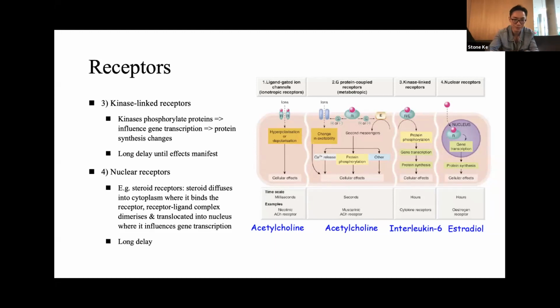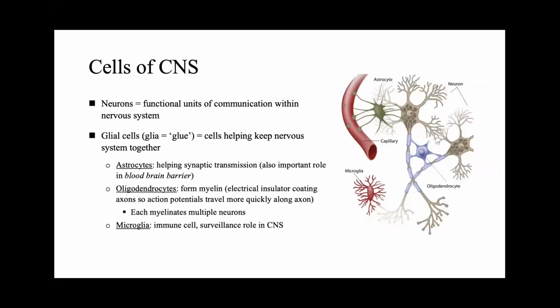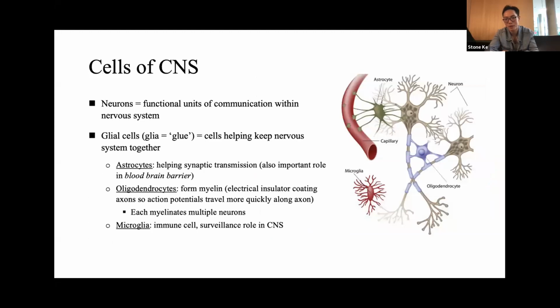Next slide, Lawrence. All right, so cells of the CNS is very brief, but you know what neurons are. They conduct signals. They're the functional units of communication. Glial cells are like the supporting cells, not just architecturally supporting. They have a bit more of a complicated role, but a few types are listed on the slide.